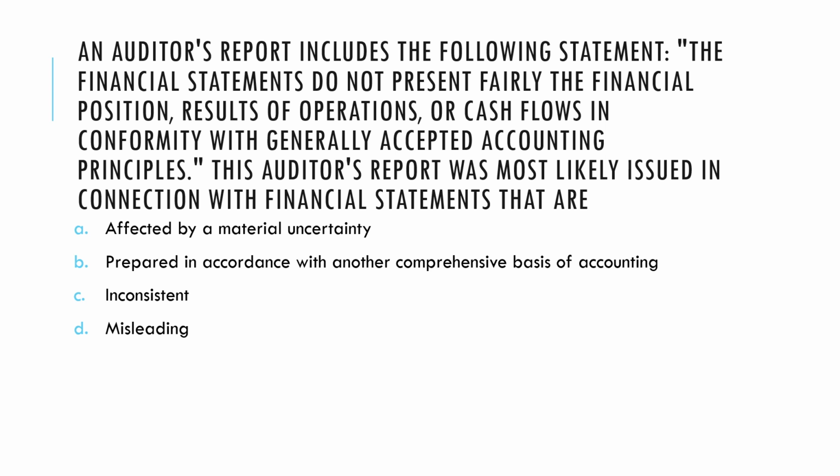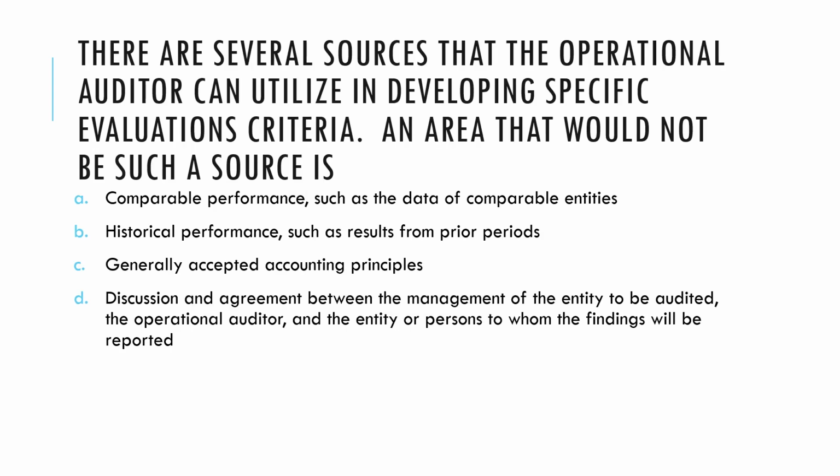Next, an auditor's report includes the following statement. The financial statements do not present fairly the financial position, results of operations, or cash flows in conformity with generally accepted accounting principles. In other words, the auditor is giving an adverse opinion. Now, this auditor's report was most likely issued in connection with the financial statements that are misleading. So when we talk about adverse opinion, this is born out of material misstatements or violations of our accounting standards that result in both material and pervasive misstatements.